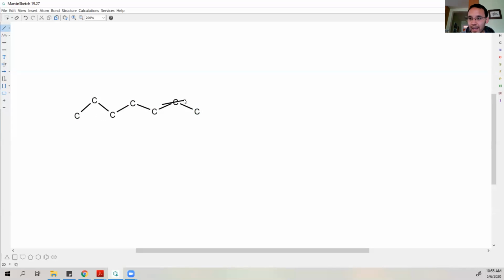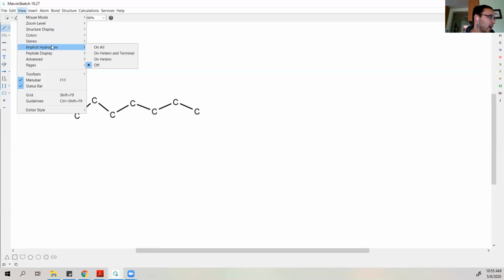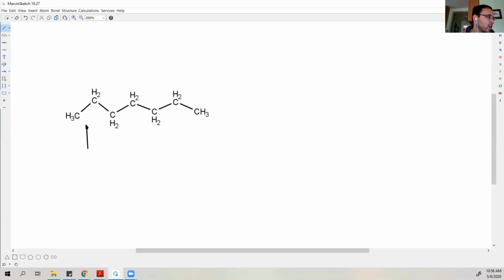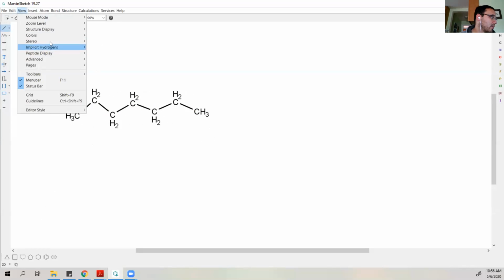Now we know it's an ane because this is what we call a saturated compound. That means that there's no double bonds. So if we go back and we actually attached all of those hydrogens, you can see that every single open spot for that carbon is filled with a hydrogen. And so that's how we know it's an ane. Now I'm going to take those back off.